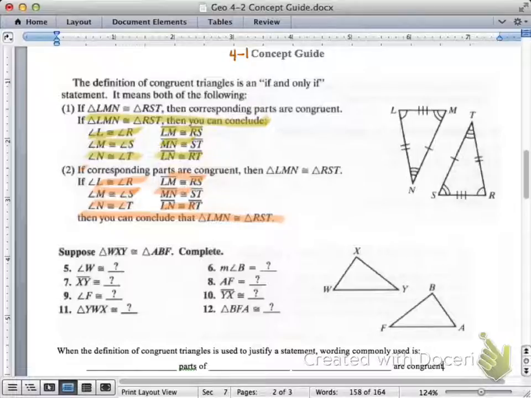All right, so that was that. Look at 5 through 12 down here and see if you can identify the congruent parts. Now we're not calling them corresponding now; we're calling them congruent parts. Pause the video and give it a shot.